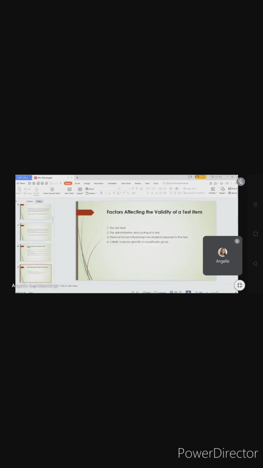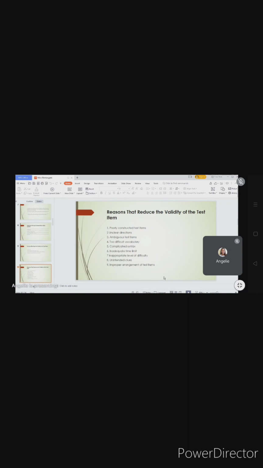Next slide please. Factors affecting the validity of a test item. First, this affects the test itself. Second, the administration and scoring of a test. Third is the personal factors influencing how students respond to the test. This factor also affects the students' response to the test. Then number four is validity is always specific to a particular group. Next slide please. There are 9 reasons that reduce the validity of the test item.